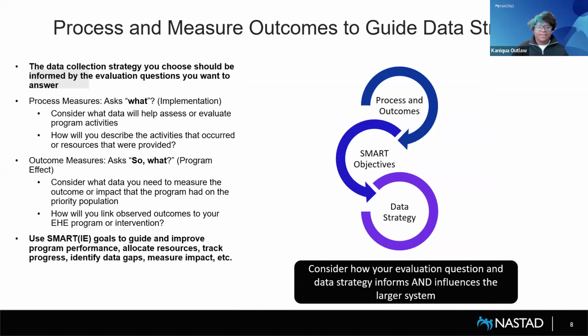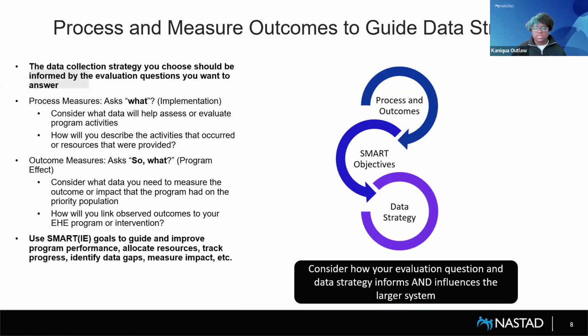Thank you. All right, so process, measure, and outcomes to guide your data strategy. What does that mean? The point that I want you to take away from this portion is that the data collection strategy that you choose should be informed by the evaluation questions that you want to answer. So looking at process and outcome measures, for example, if you attended part 1, then Brittany did a really good job outlining the distinct differences between different types of measures. So I'll focus on just the two for this example.